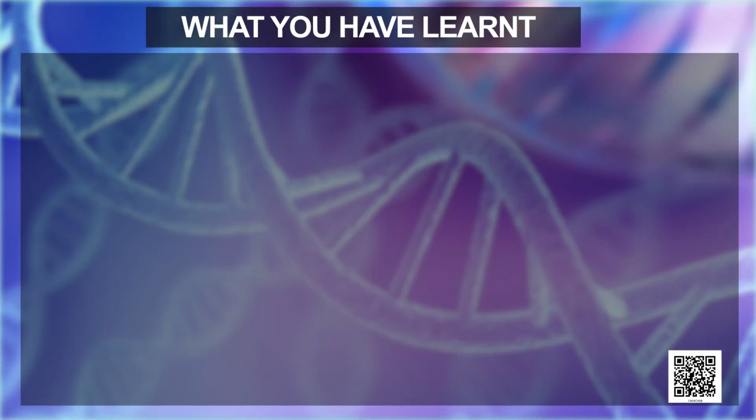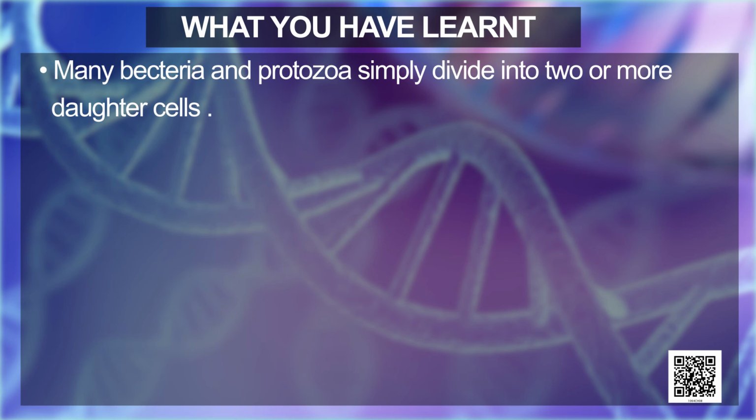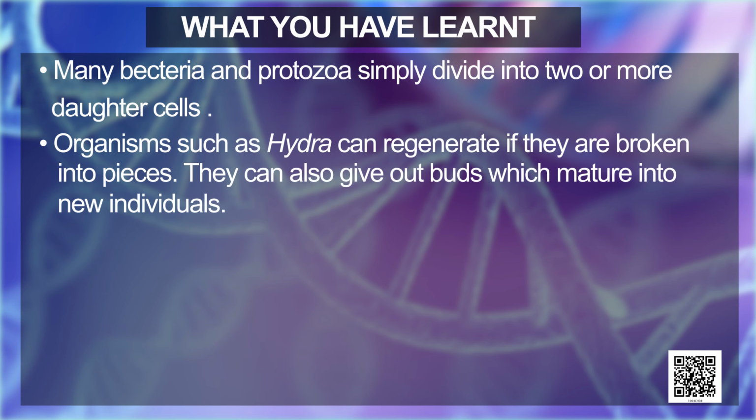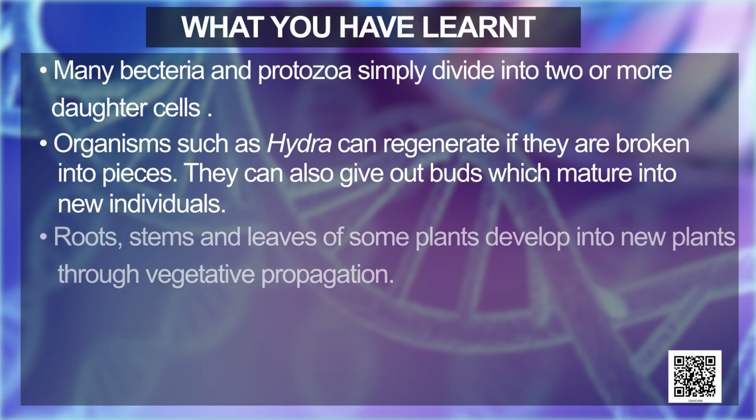In fission, many bacteria and protozoa simply divide into two or more daughter cells. Organisms such as Hydra can regenerate if they are broken into pieces. They can also give out buds which mature into new individuals. Roots, stems and leaves of some plants develop into new plants through vegetative propagation.